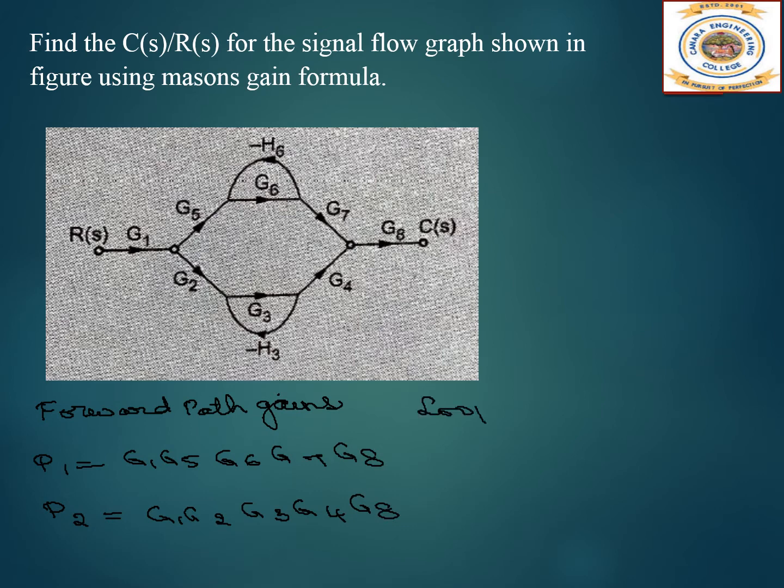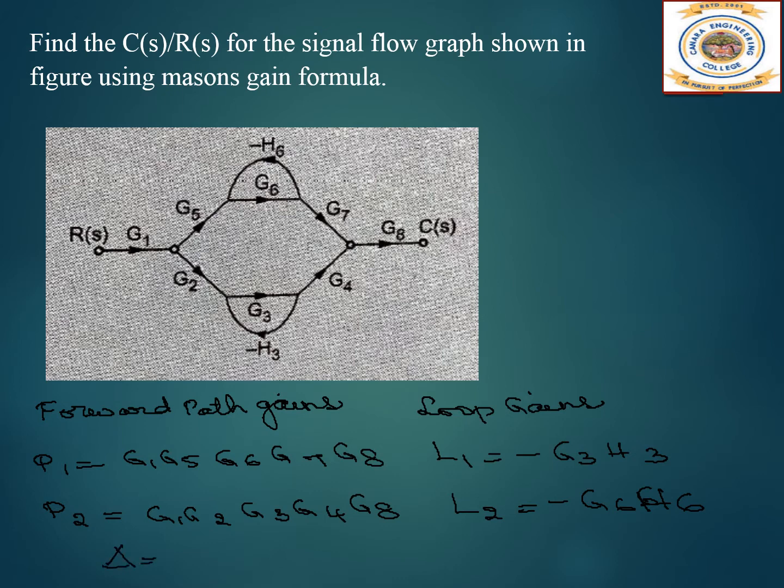Next, let us see the loop gains. L1, as we have already seen, is minus G3 H3, and L2 is equal to minus G6 H6.